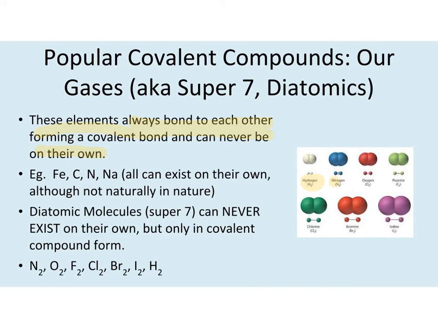Okay, same with a nitrogen. If you have a nitrogen atom, it'll just immediately bond to another nitrogen atom. Same with oxygen and fluorine and iodine and bromine and chlorine, and we call these the super 7, okay, because there's 7 of them. 1, 2, 3, 4, 5, 6, 7.